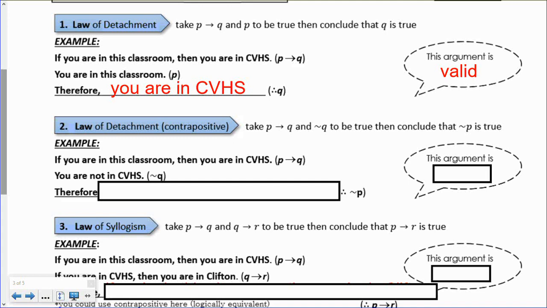So this is what your argument's going to look like. You're going to start with P arrow Q, like you always do, right? But then we're going to do the contrapositive. Instead of P, Q, we're going to do not Q, not P.